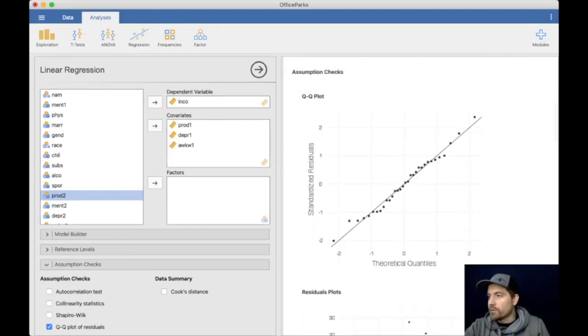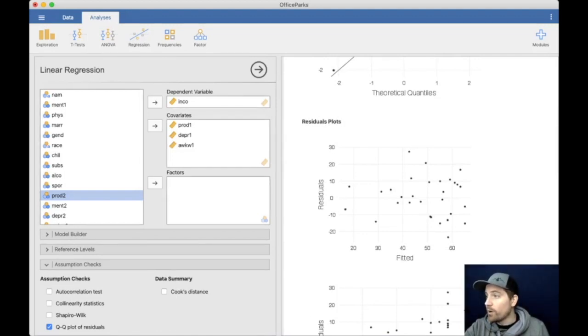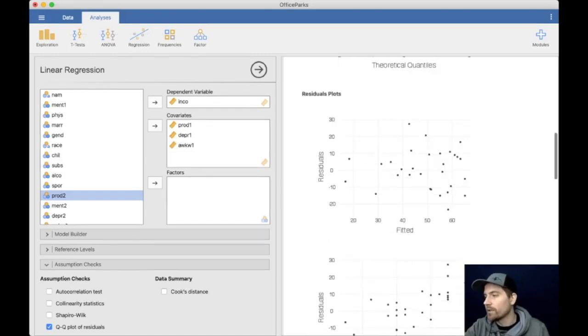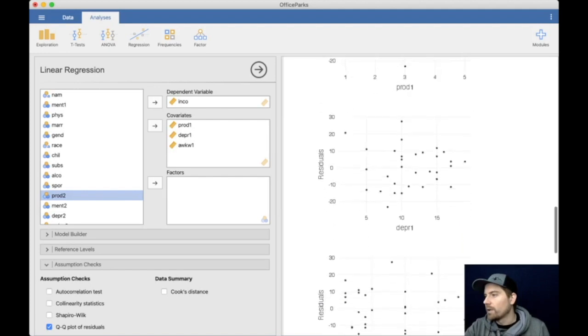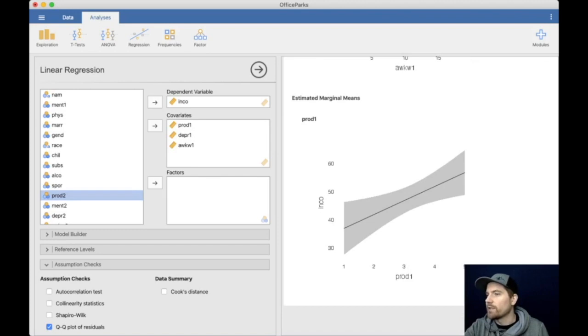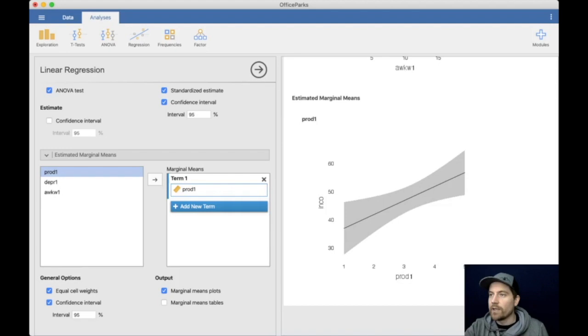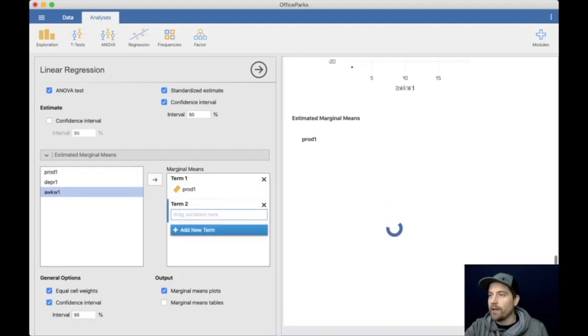Again, we can check our assumptions, and again, the assumptions are looking pretty good. The points are right along the line. This one looks better. It's more random, just kind of a random cloud. So we don't have the problem that we were having with just a simple regression. We come down to the bottom, and we can see the relationship between productivity and income when we're controlling for the other two variables. We can come down here and add these. We can add depression and add awkwardness.